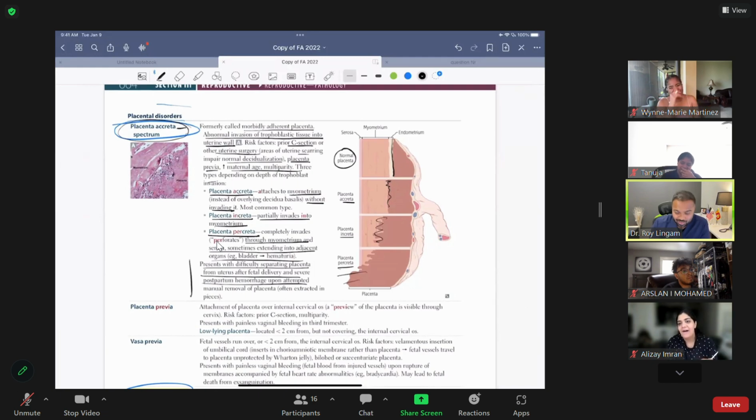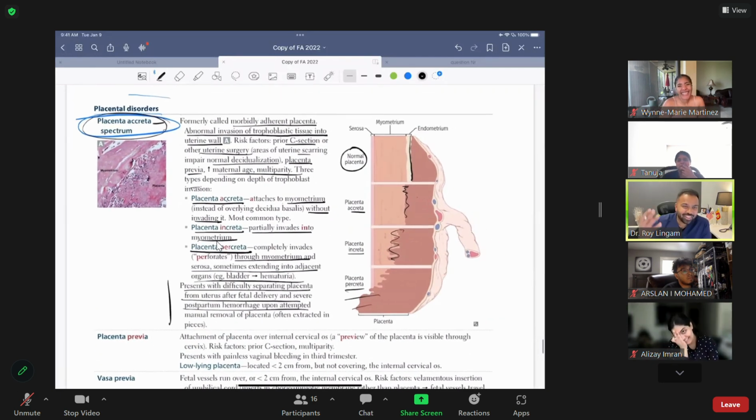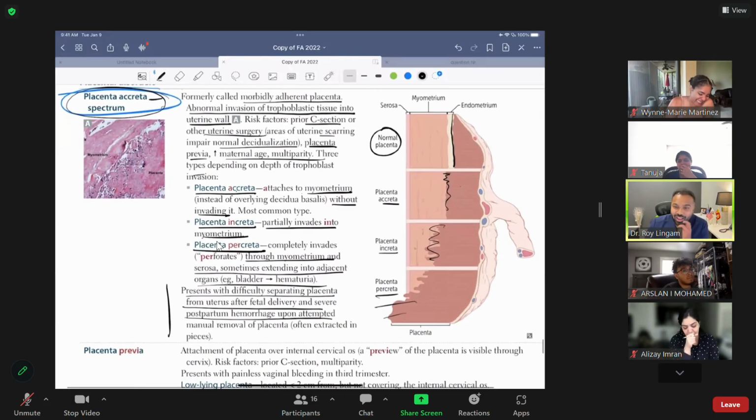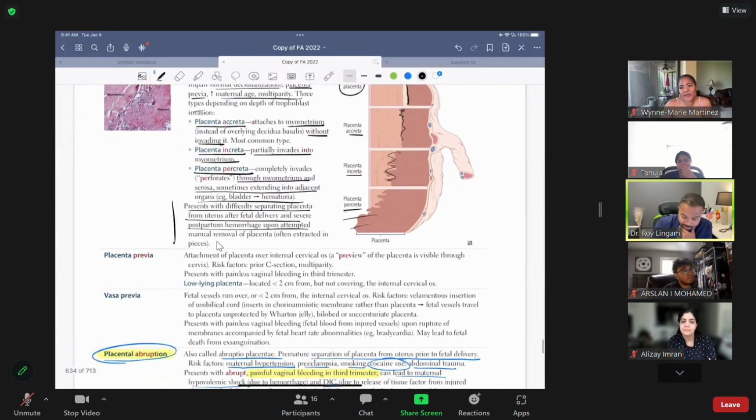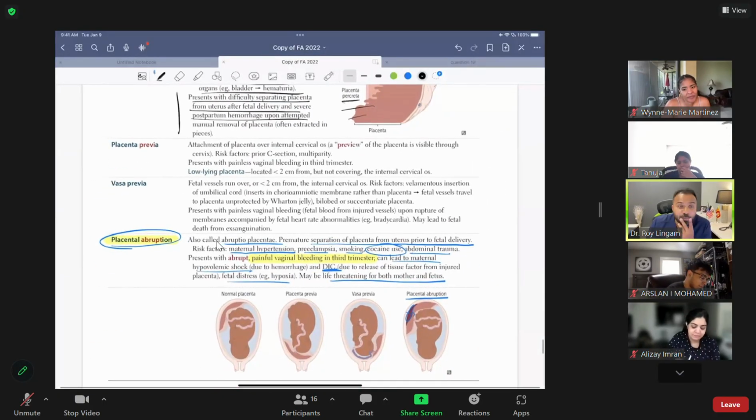That's why I say that, okay? But you just tell them and then they will look it up. All right, so that's placenta accreta spectrum, folks, okay? That's that. Is everybody clear here?